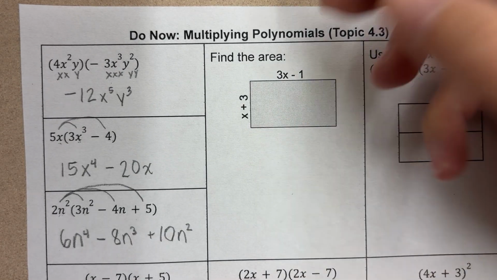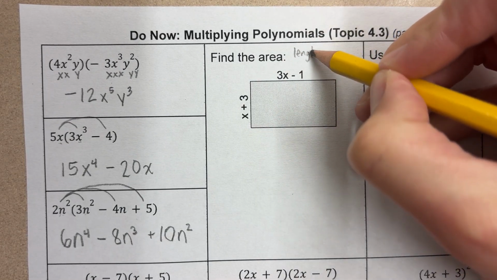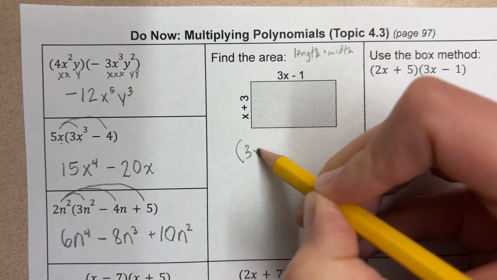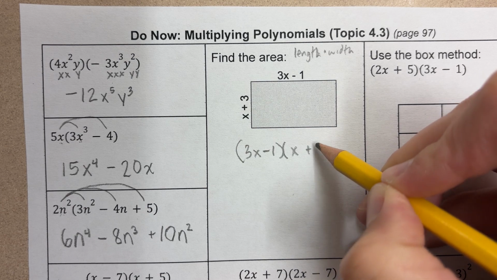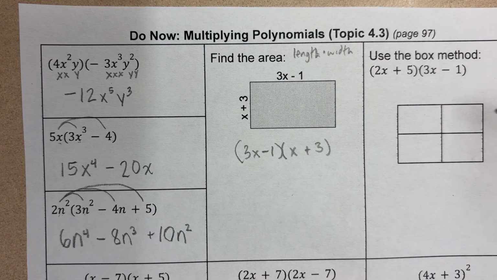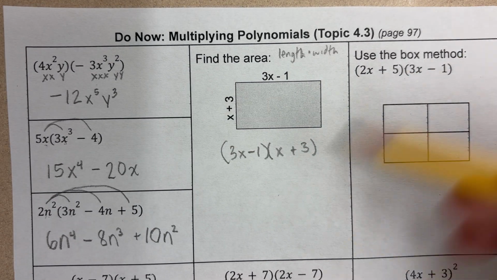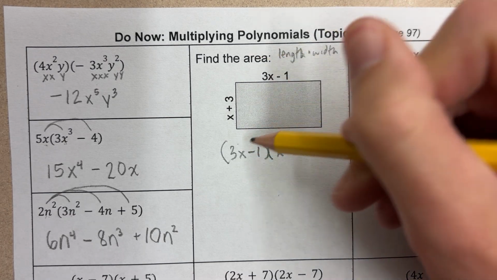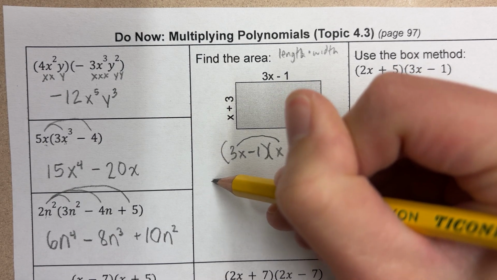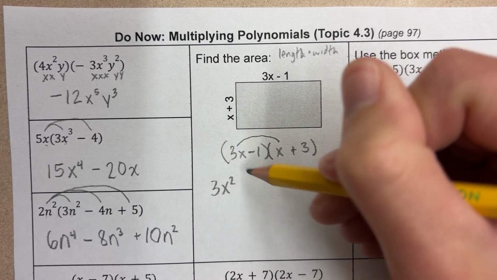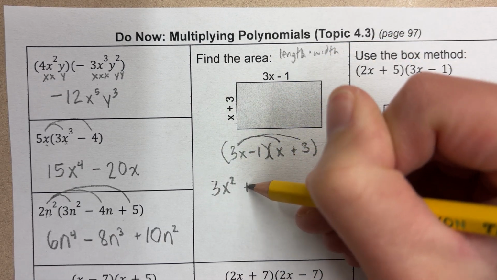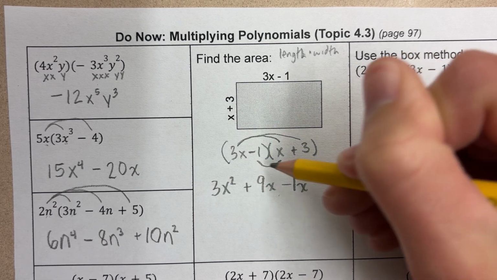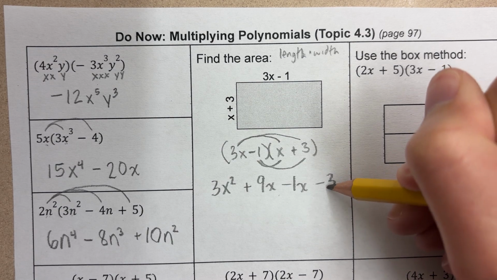If I want the area, it's always length times width. So this is 3x minus 1 times x plus 3. When I'm multiplying binomials, I can choose to use the box method. Okay, so I could just set up a box for myself right here, or I could just do the double distributing. Either way, it's the same math. I'm going to do 3x times x, that's 3x squared, right? X times x is x squared. 3x times 3, that's 9x. Negative 1 times x, that's negative 1x, and negative 1 times 3, that's negative 3.